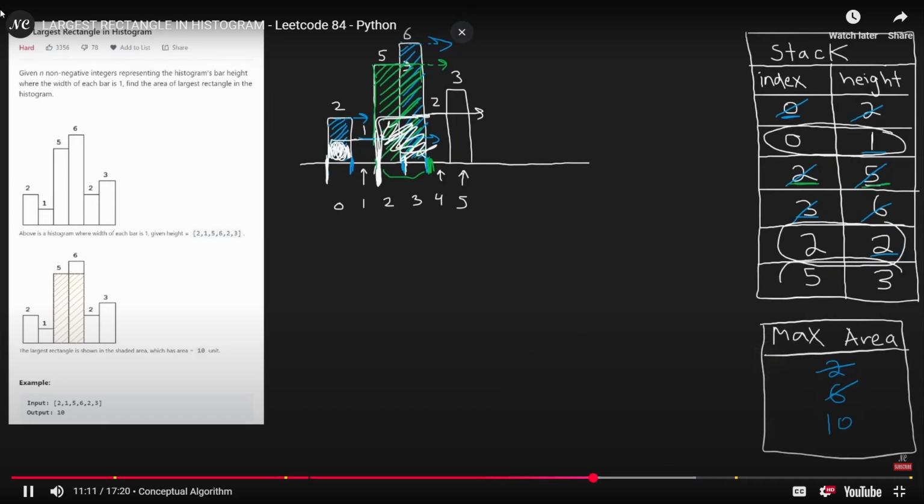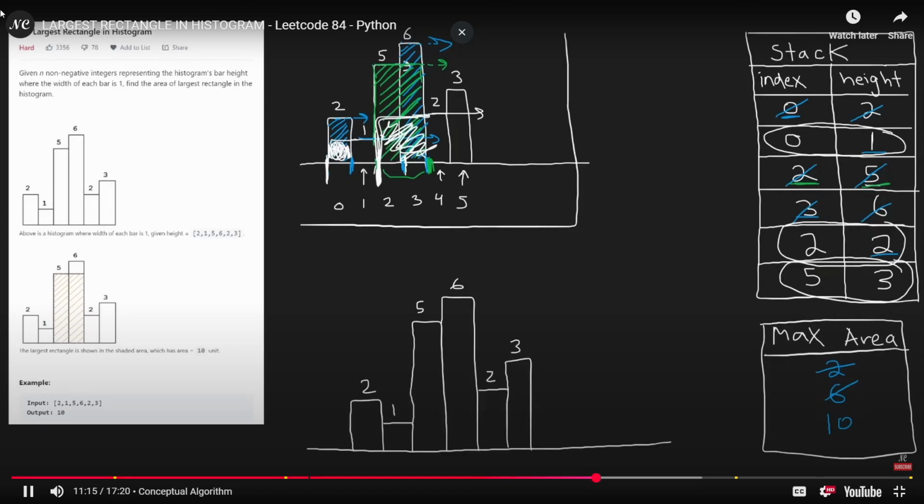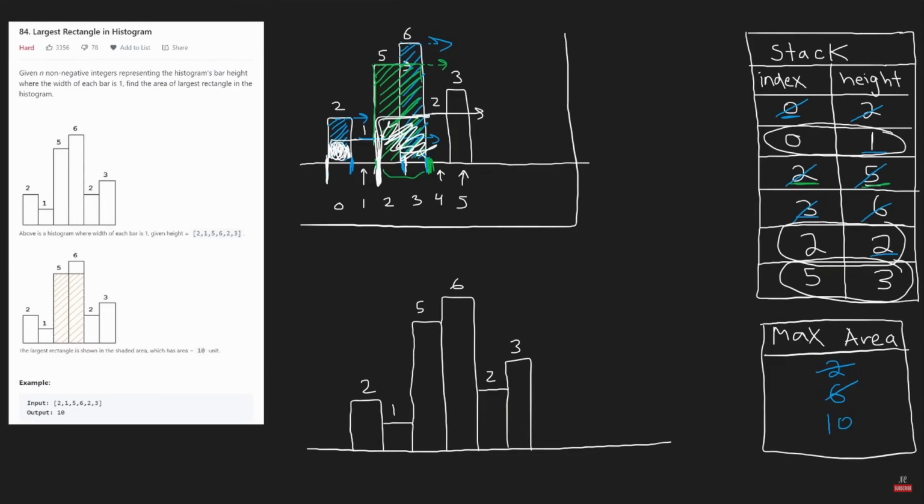So what do we do with them? We have 3 elements that we didn't end up popping from the stack. What that tells us is that we were able to extend them all the way to the end of the histogram. So we still need to compute the areas we could have created from these heights. So let's iterate through them and figure that out.